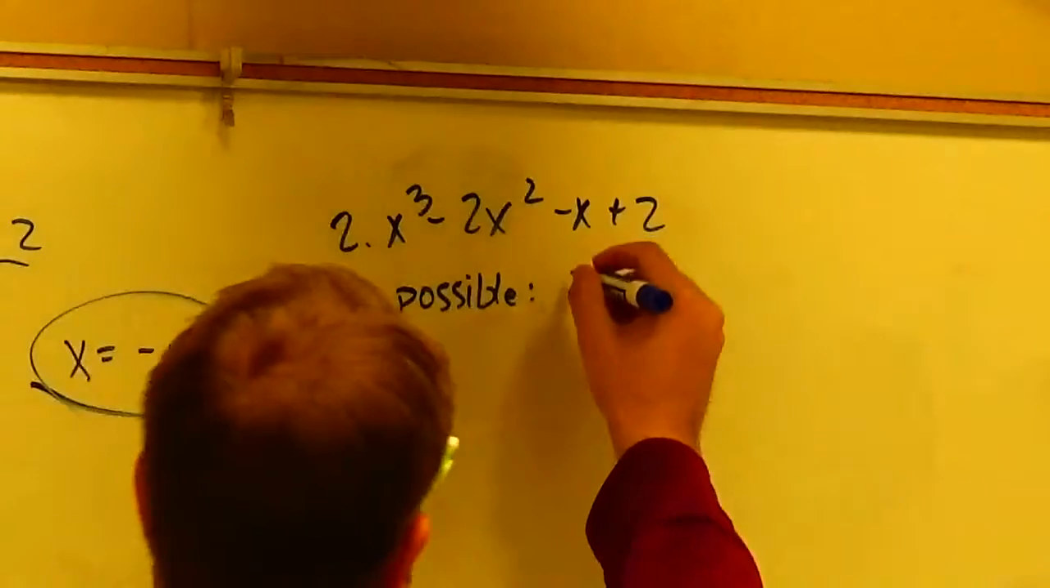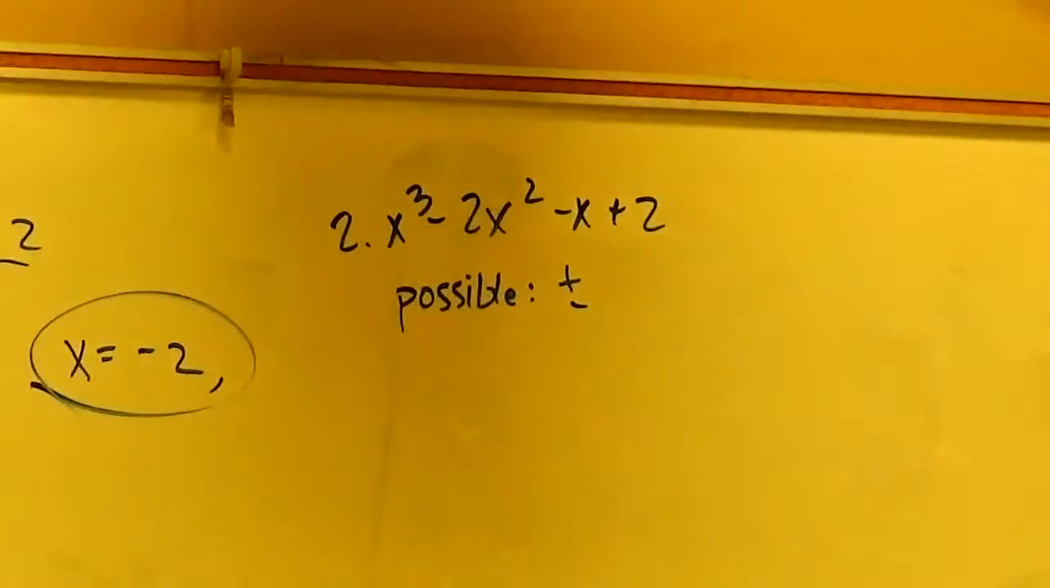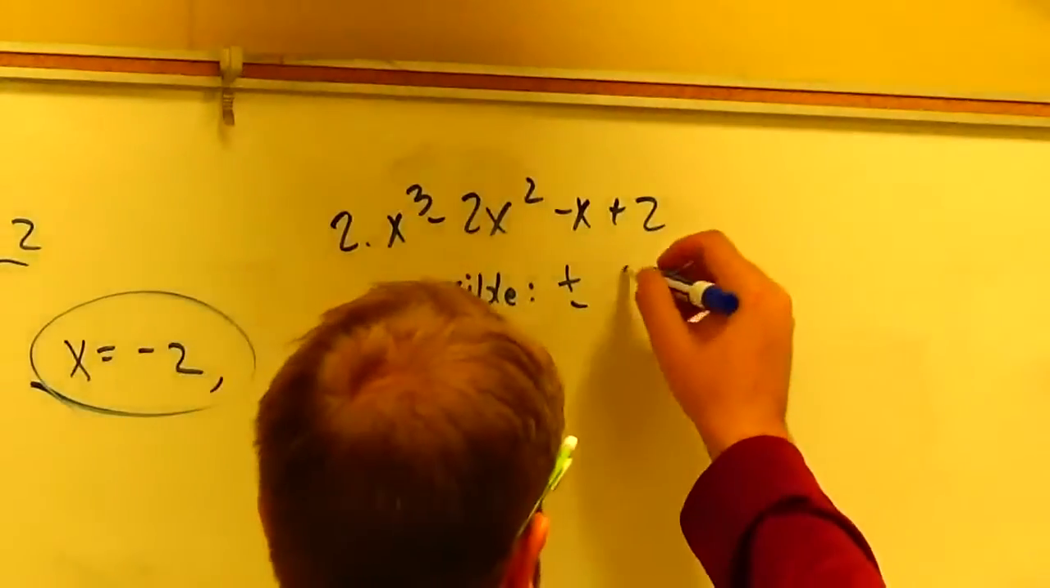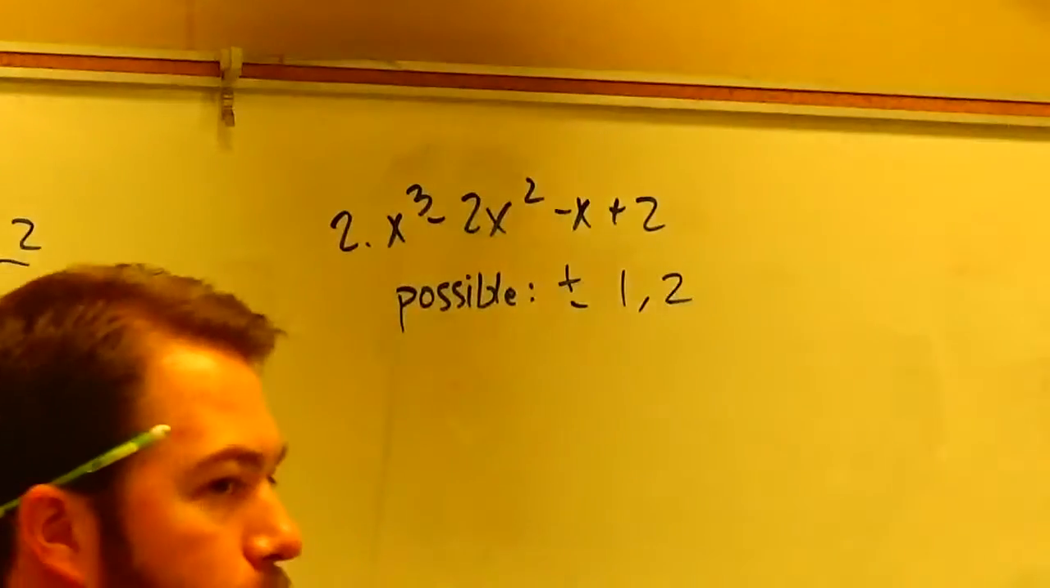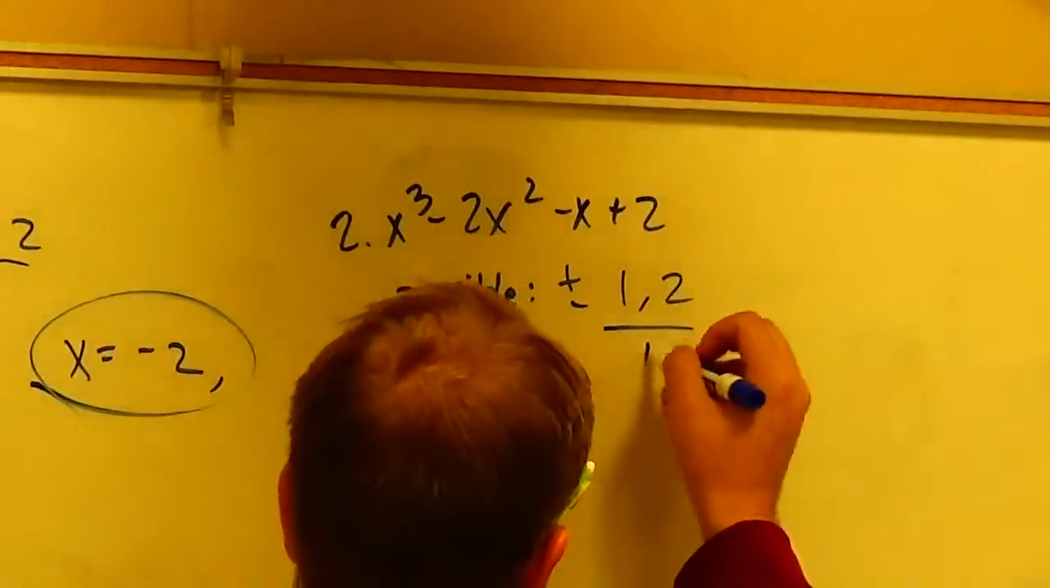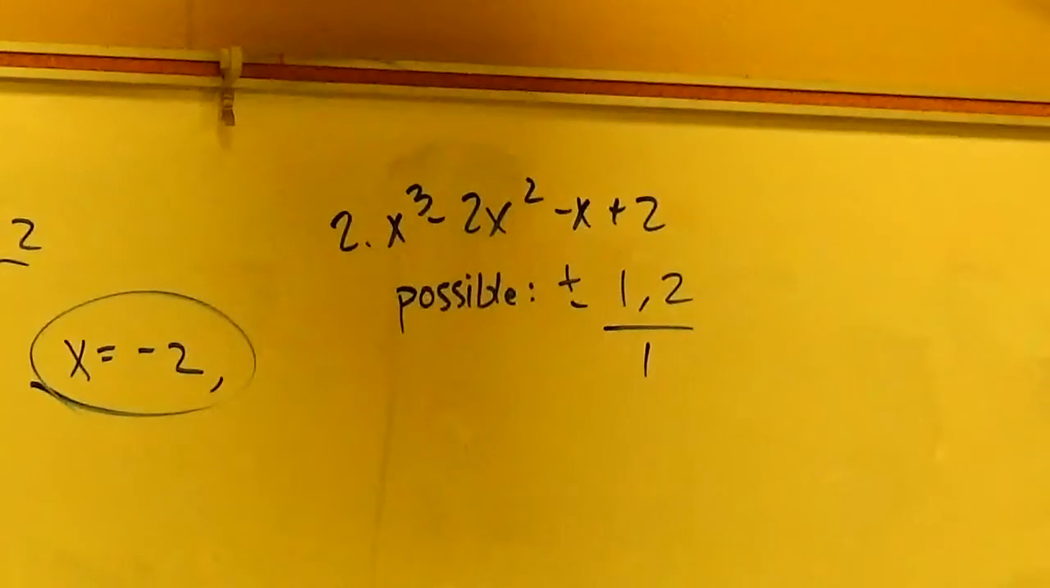Well, first, plus or minus. Always plus or minus. Then, I want the factors of what to go on the top? The last number. The number without an x. So 2. So it's going to be 1 and 2. Factors of what go in the front? Go on the bottom. The number in the front. The first number. In that case, it's just 1.